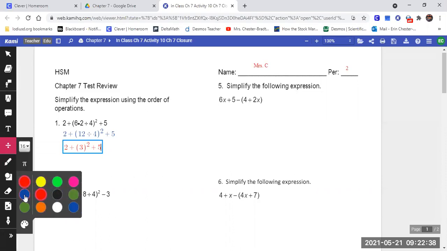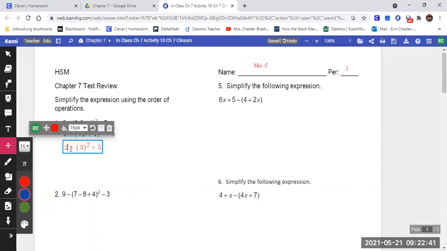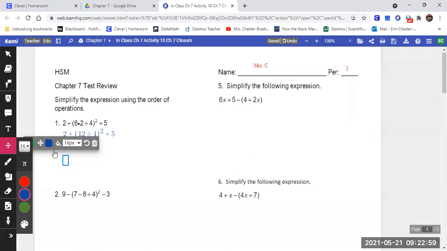What was the next letter of PEMDAS again? E. What does the E stand for? Not equation. That does start with an E though. What does the E in PEMDAS stand for? Exponent. Okay. So do we have an exponent?